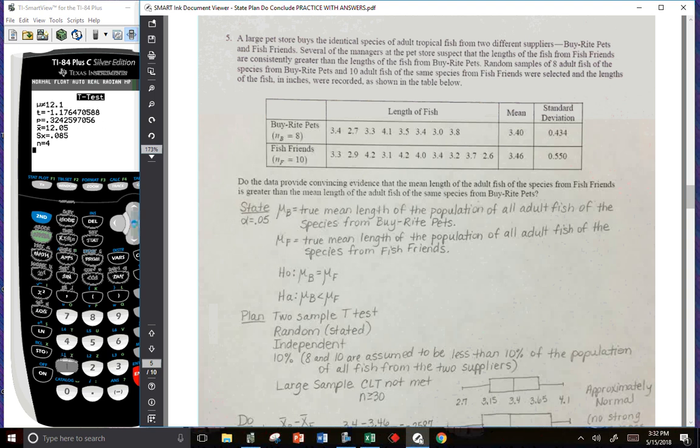What type of test are we running? We're running a 2-sample t-test. These are 2 completely separate samples. Do you agree? Yes. But it's a t-test because it's their average length. It's means. Okay? Random, independent, and 10%. All the fish are taken independently. We assume that 8 is less than 10% of all the fish at Best Buy, which is now Buy Right, whatever. And then 10 is less than 10% of all the fish at Fish Friends. Y'all get the 10% thing? Because you would need to write it out.